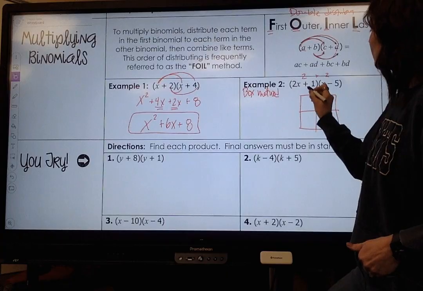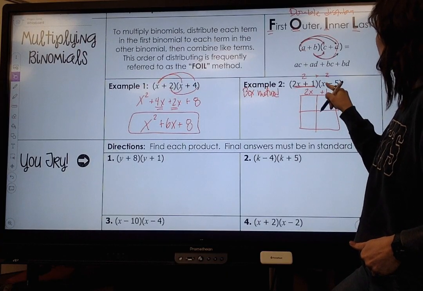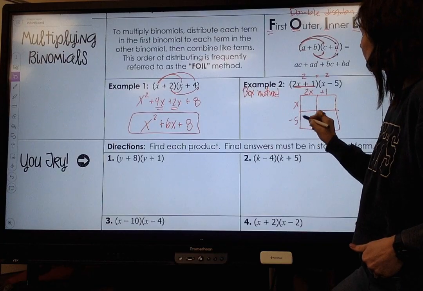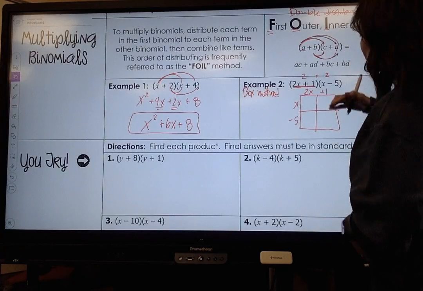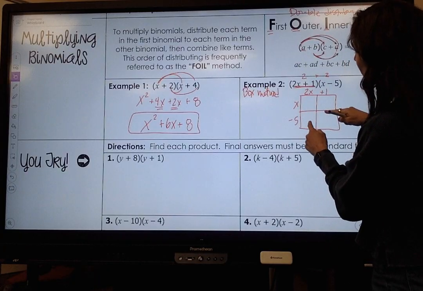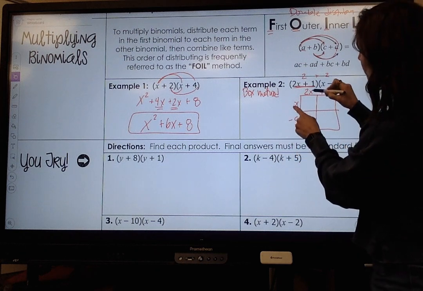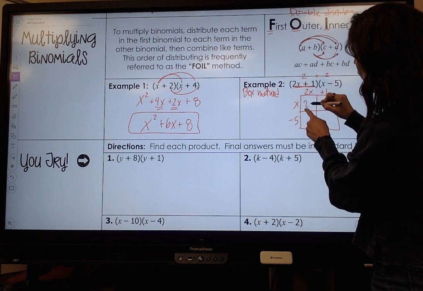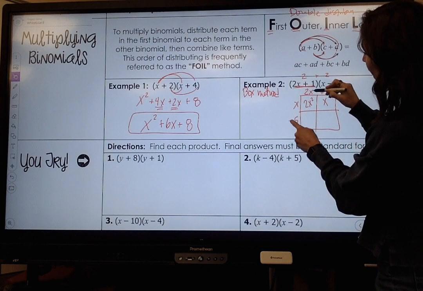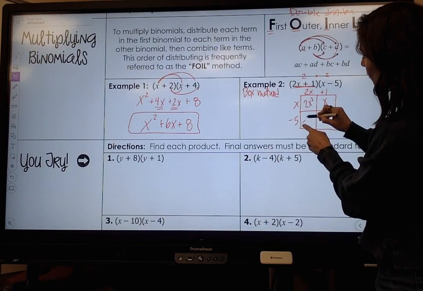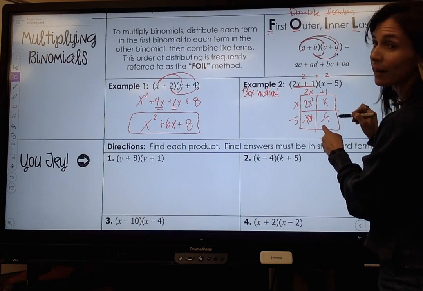So all I'm doing is I'm going to turn this binomial, and I put 2x plus 1, and this binomial is going to be an x and a negative 5. I'm creating an area model, because length times width creates the area, and I'm multiplying these terms, so it makes sense. So when I multiply, I get 2x times x, which is 2x squared. I get x times 1, which is x. I get 2x times negative 5, which is negative 10x. And I get negative 5 times 1, which is negative 5.